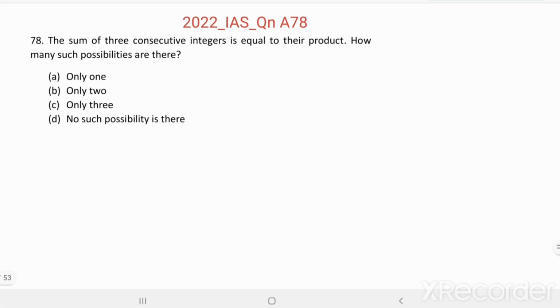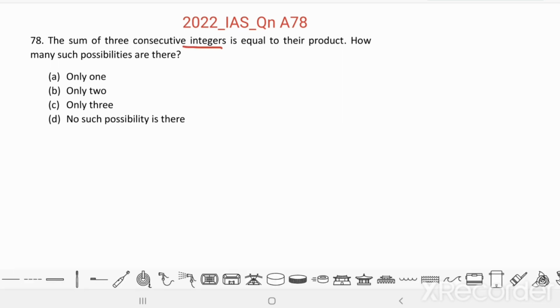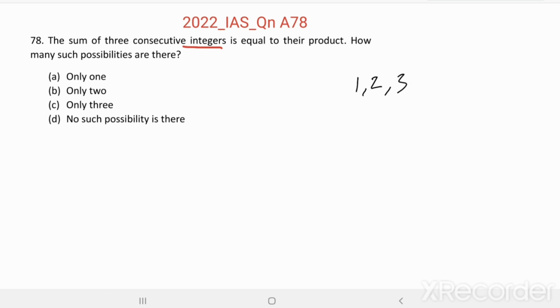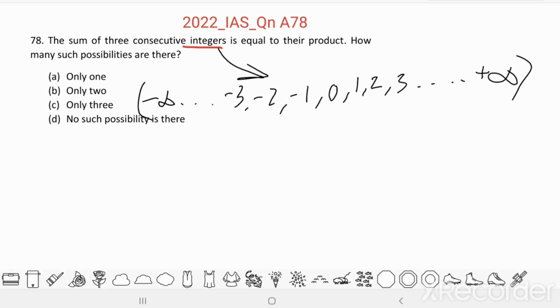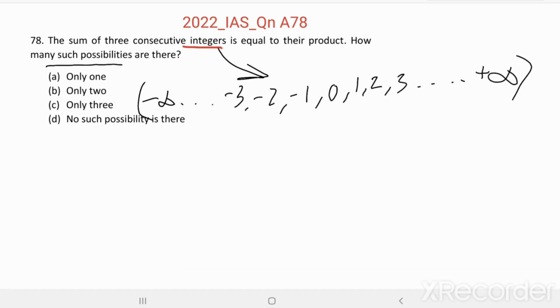Question number 78. The sum of 3 consecutive integers is equal to their product. How many such possibilities are there? Integer means a number which is not a fraction. Then 1, 2, 3 up to positive infinity. Then 0, minus 1, minus 2, minus 3 up to minus infinity. All these are integers. Here we have to find how many possibilities are there.